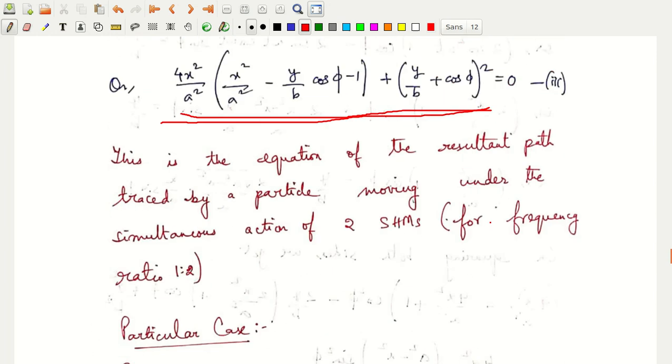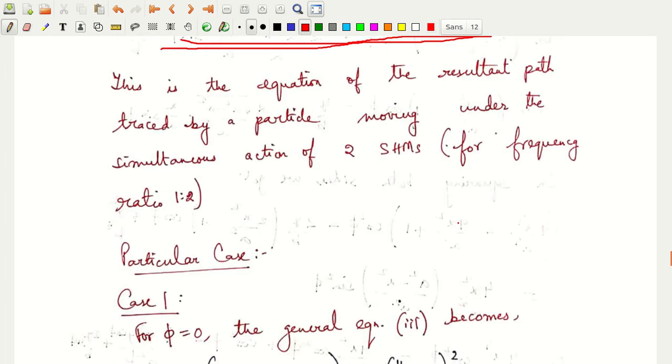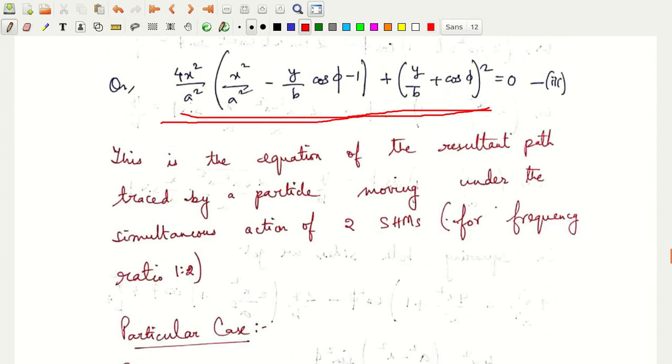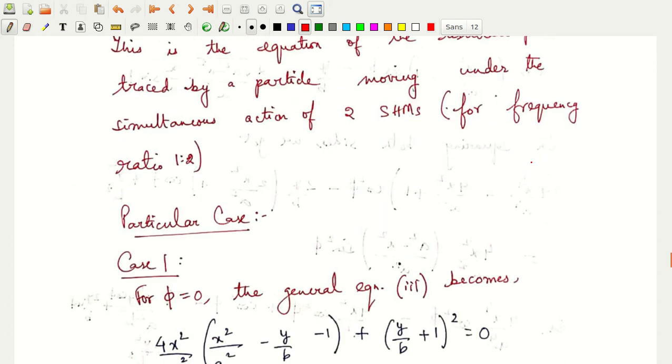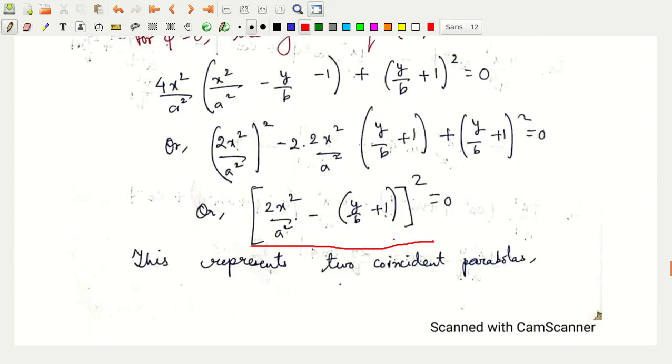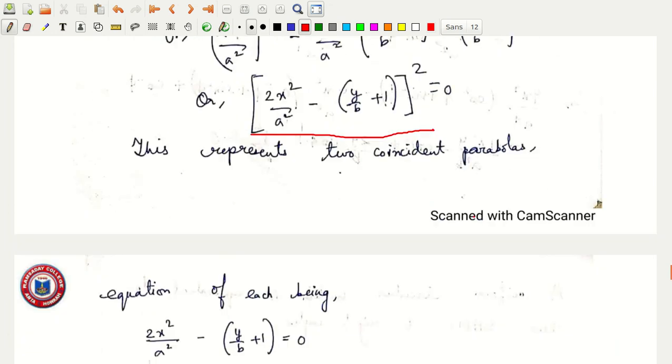So firstly, case 1, when this phase difference is 0, then what will happen? I put phi equal to 0 in this equation 3, and I get an equation of this form. Let's recall that this equation is of the form x square equal to 4ay, the parabola equation which we studied. And since there is a square, this represents two coincident parabolas.